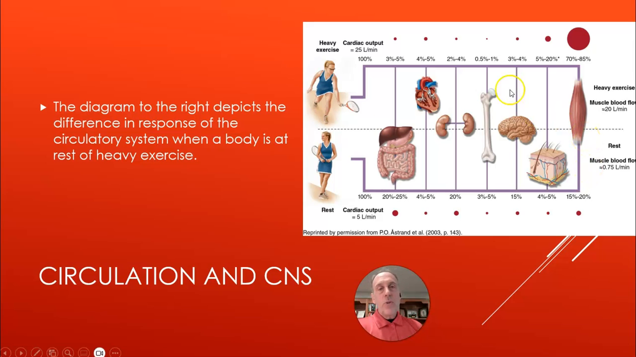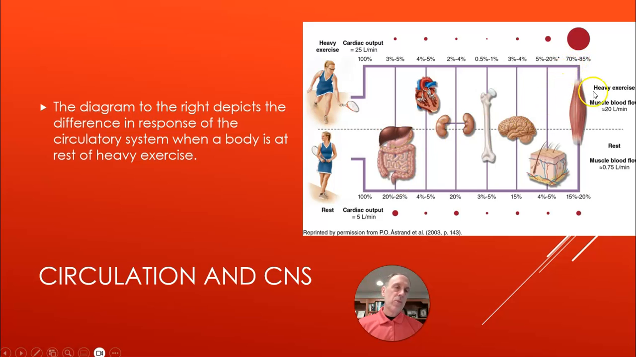But what happens is when you have a heavy bout of exercise, cardiac output goes from 5 liters per minute at rest to 25 liters per minute, so it's 5 times the amount. But notice the difference in how blood is shunted to a greater degree to the muscles as opposed to down here when we're at rest. And it just goes to show that kind of fight or flight that I mentioned. In terms of how much blood flow is required at a muscular level, 20 liters per minute versus at rest, 0.75 liters per minute. And how you have the shunting of rest and digest.